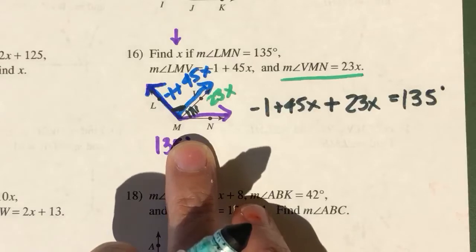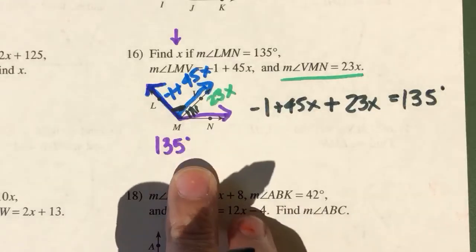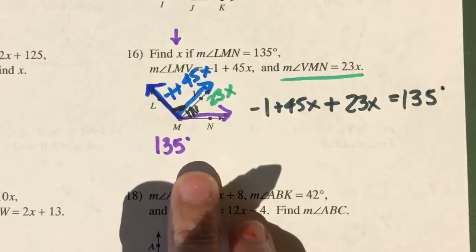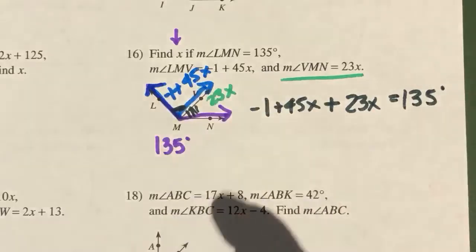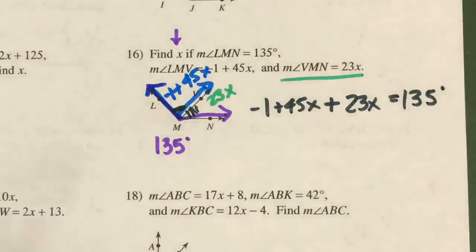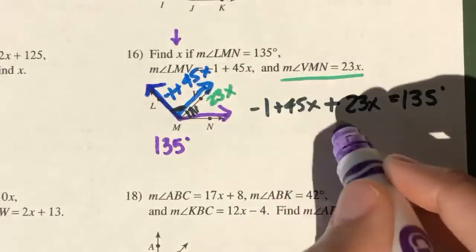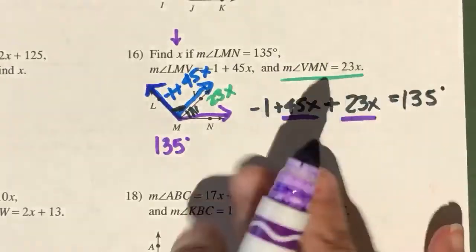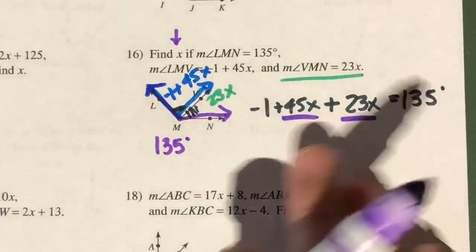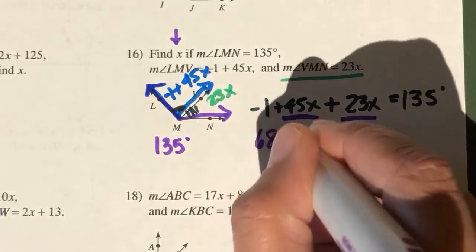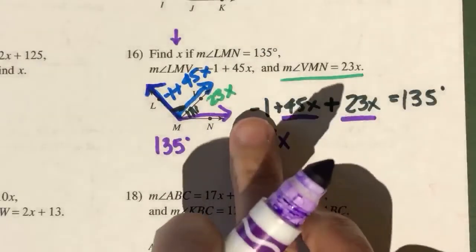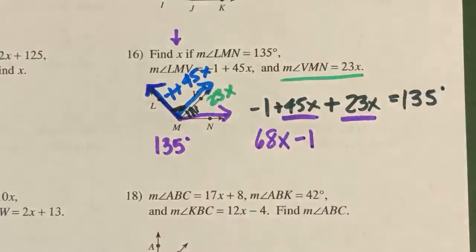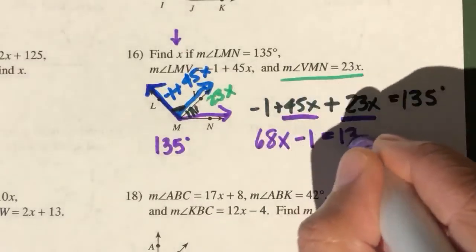So 135 degrees is what the total angle is going to be. So I'm going to add the two smaller ones together. So it then becomes a matter of algebra, which is like terms. I've got 45x and 23x. I'm going to combine those. 45 and 23 is 68. So I've got 68x. Then I've got minus 1 that's left all by itself equals 135.